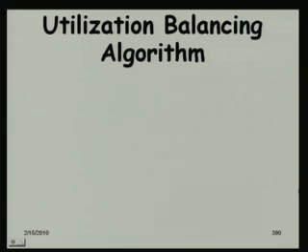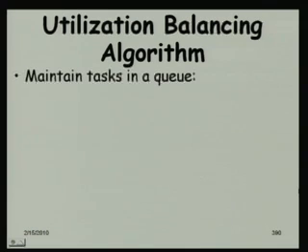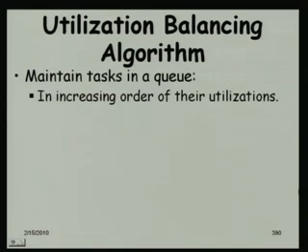First, let us look at the utilization balancing algorithm. The idea is very simple here. We maintain a queue. The queue will contain the tasks in increasing order of their utilization. Obviously, we are assuming that they are periodic tasks, right. Then we can compute the utilization.